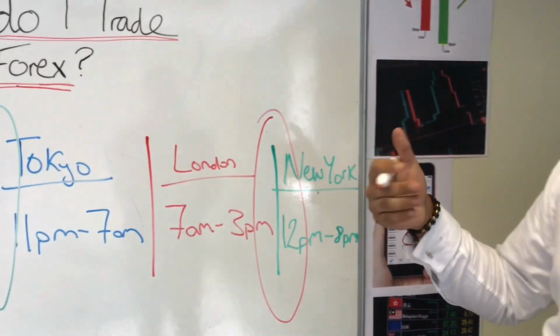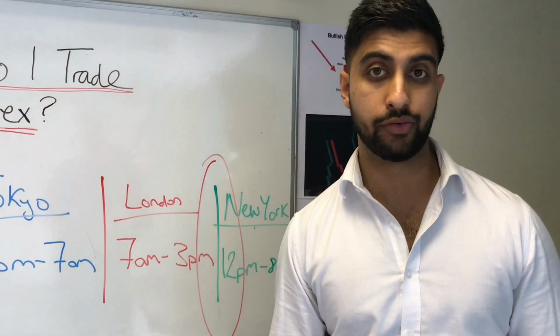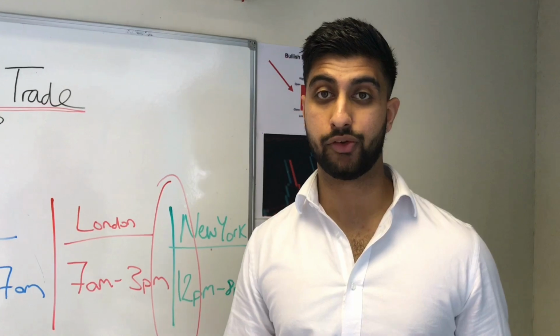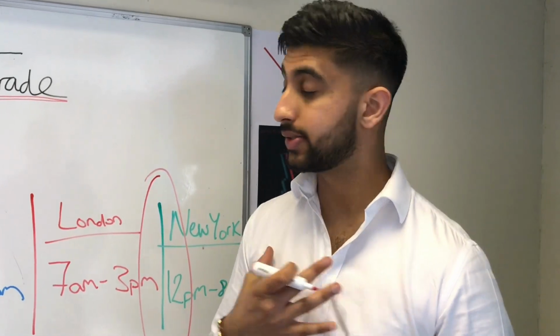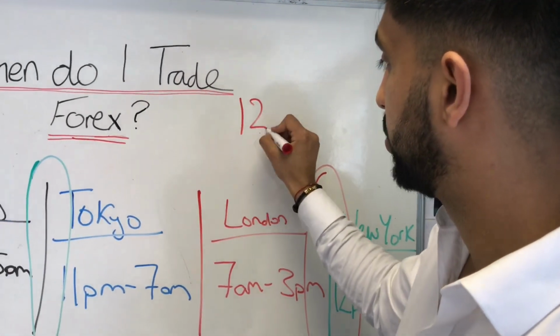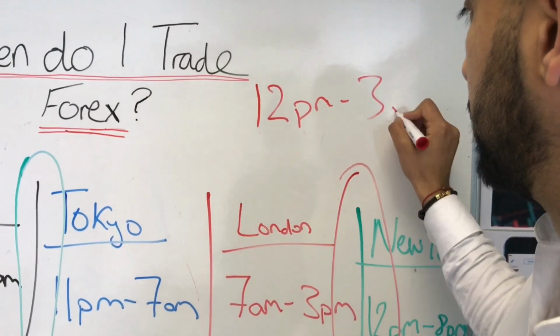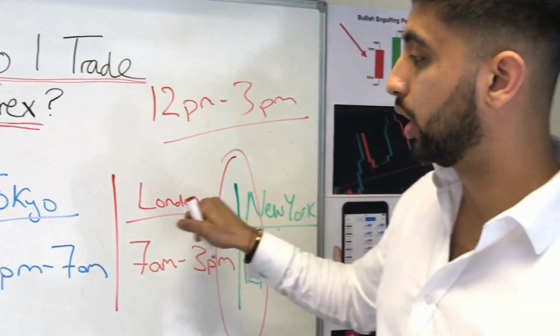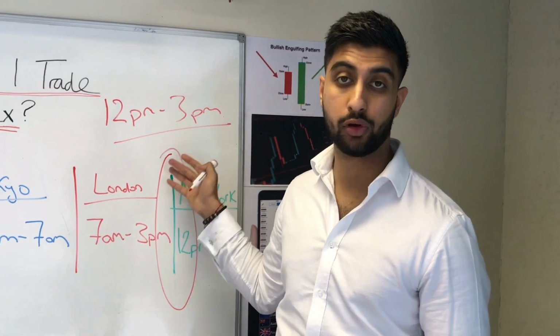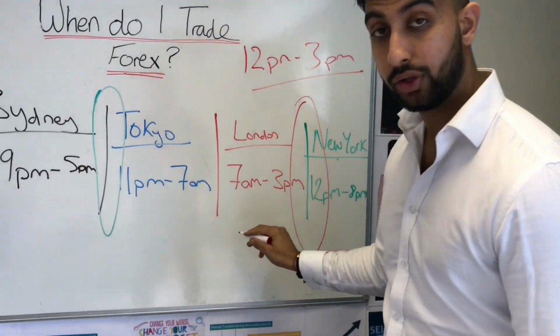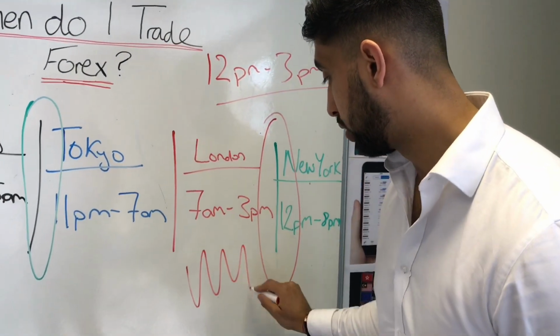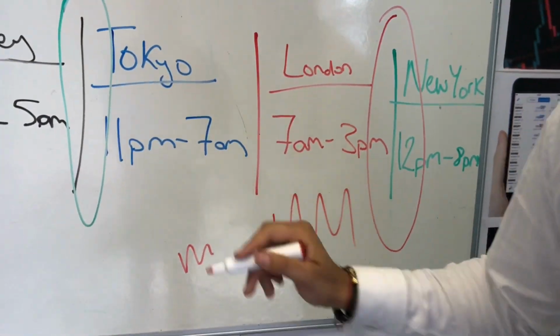So anyone who is trading for the very first time, what I would personally recommend is that the best time to trade is between 12 PM and 3 PM. Why? Because that's when the markets are most volatile. When I'm talking about volatile, I'm talking about when the markets go like this or the markets go like this.